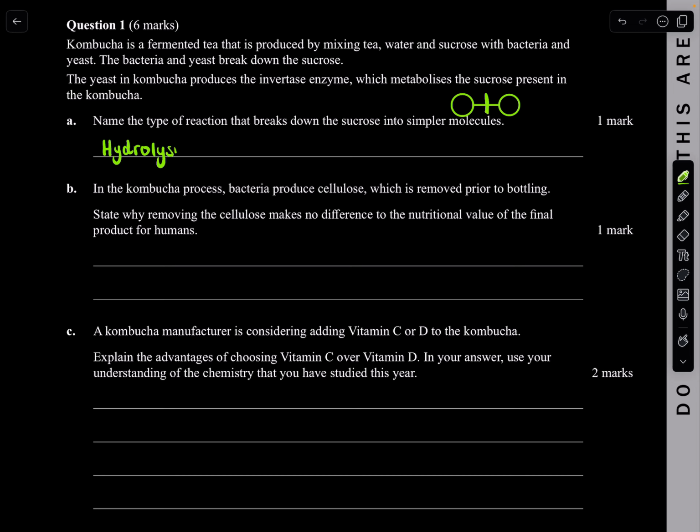Hydrolysis. So whenever you're looking at questions, if it's the breakdown of molecules like proteins, fats, or any macromolecule, when you're breaking them down, they go through a process called hydrolysis. But when you're forming them again from simpler molecules to actually larger molecules, this is called a condensation reaction. So just remember that if you're breaking molecules like sucrose or any sugars or carbohydrates or fats or proteins, they go through a process called hydrolysis.